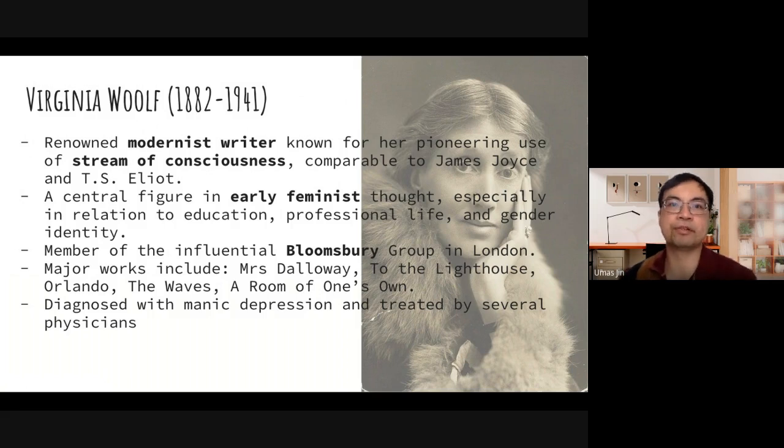The Bloomsbury Group is an intellectual group that consists of writers, scientists, philosophers, and politicians. Her major works include, as you might have read before, Mrs. Dalloway, To the Lighthouse, Orlando, The Waves, and A Room of One's Own. She was diagnosed with manic depression and was treated by several physicians.